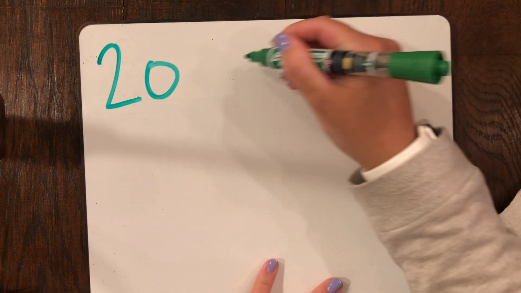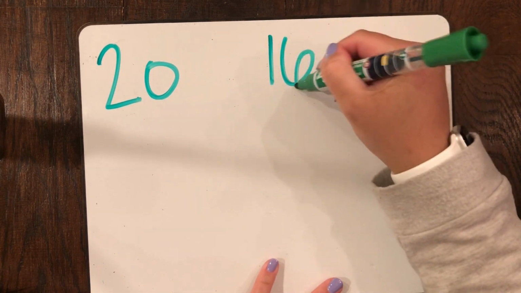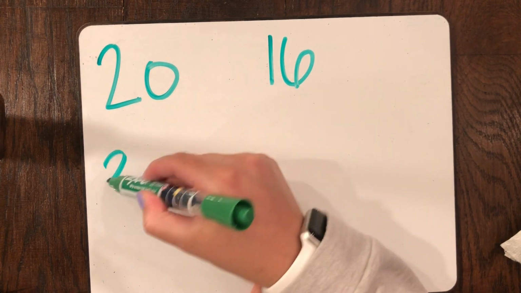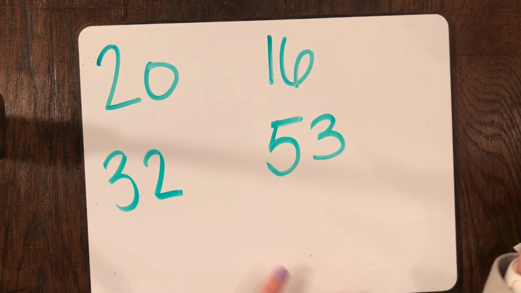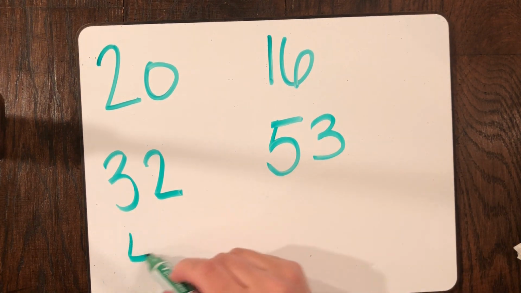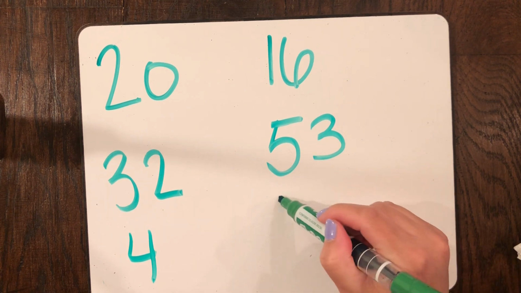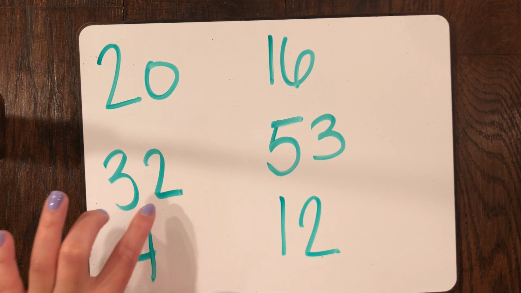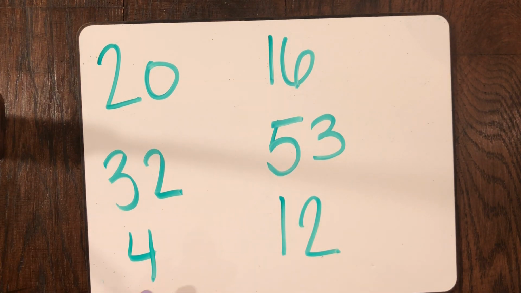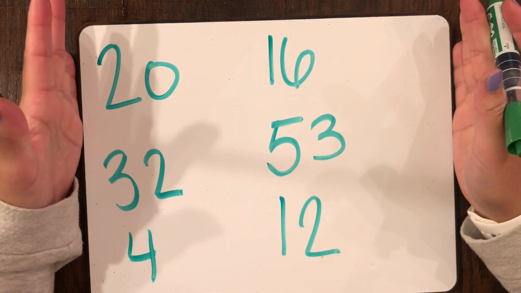20, 16, 32, 53, 4, and 12. So 20, 16, 32, 53, 4, and 12. You're going to take these and represent them as many ways as you can just on your board. So it doesn't have to be a whole lot.